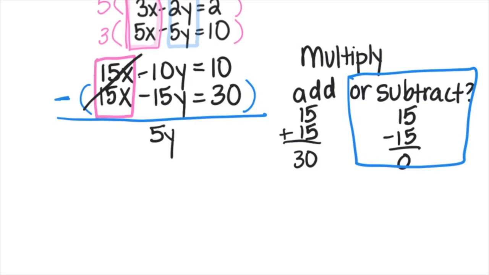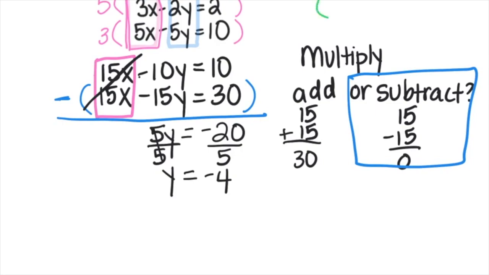10 minus 30 is going to give me negative 20. Divide by 5. And y equals negative 4. So again, we're starting with our solution here. Remember, we're going to have to find both of them. But we have the y value this time, so this is going to be negative 4.